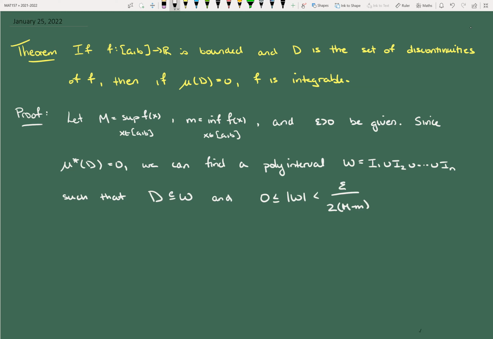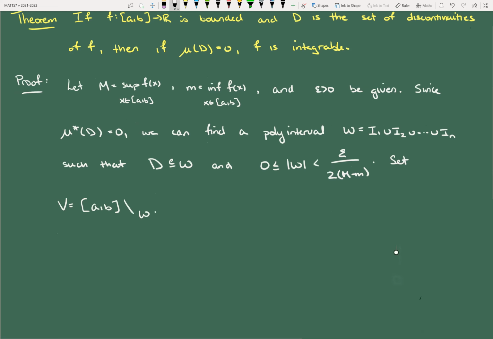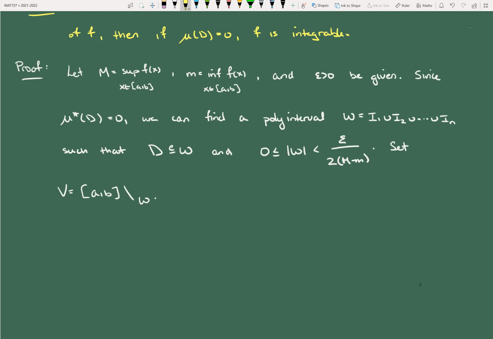And again, this is one of these things where I know this is the right epsilon because I've done the work ahead of time. At this point, you would look at it and be like, how did you get that? We'll see, right? We'll get to it very quickly. Okay, so I've put it in a little prison. And now what I want to do is the following. I'm going to set V to be [A, B] without W. Okay, let me maybe try and draw a picture of what's going on here.